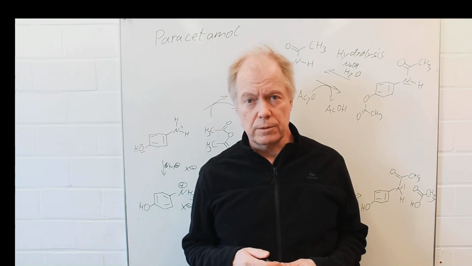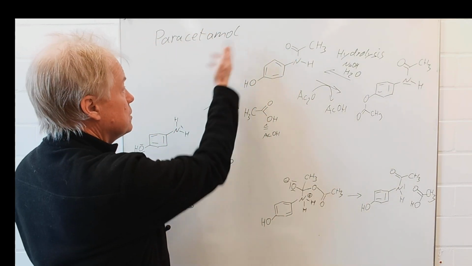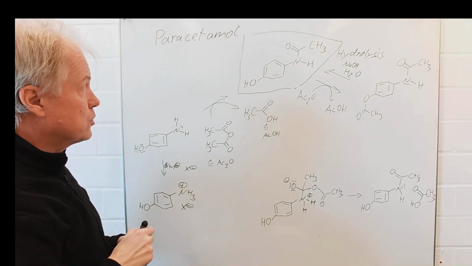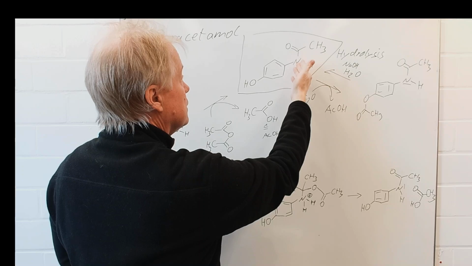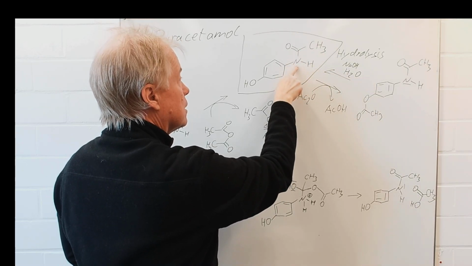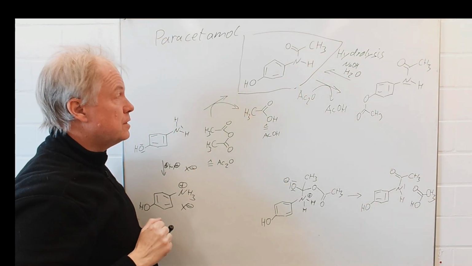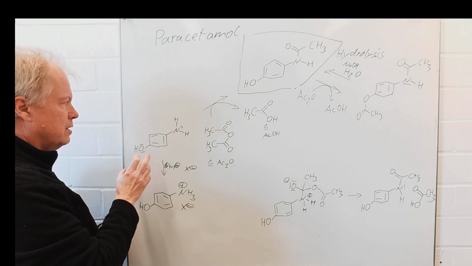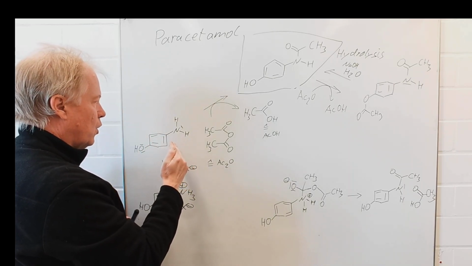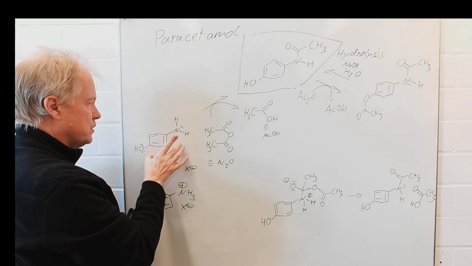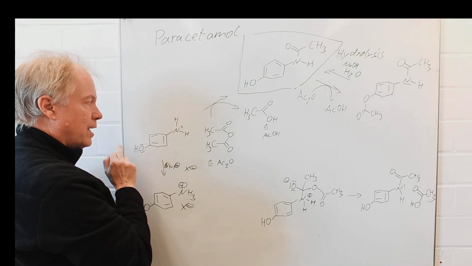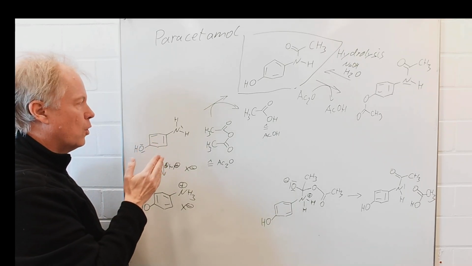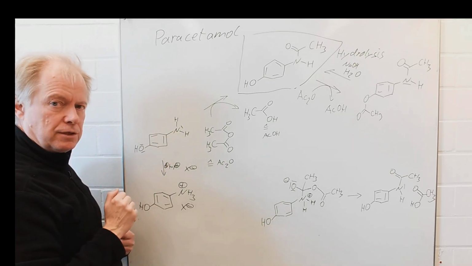In today's tutorial we will discuss the synthesis of paracetamol. Here we have its structure, we have the acetylated amino group and this free phenol. And recently I was asked why the acetylation of this parahydroxyaniline takes place exclusively or almost exclusively at the nitrogen.